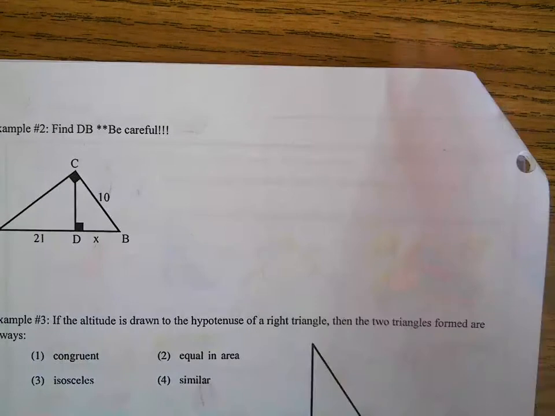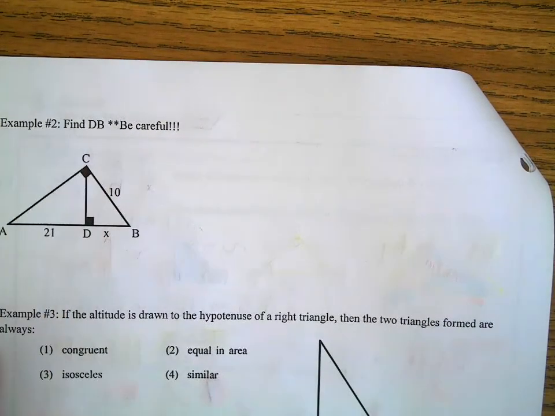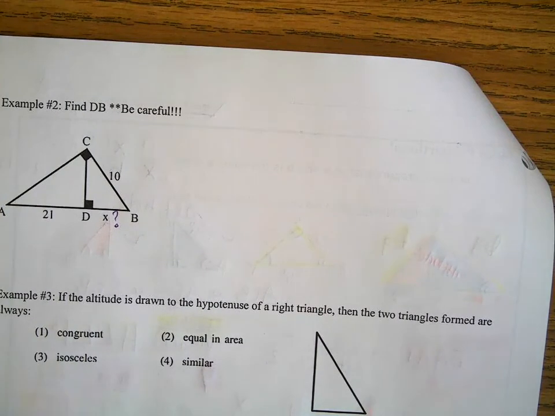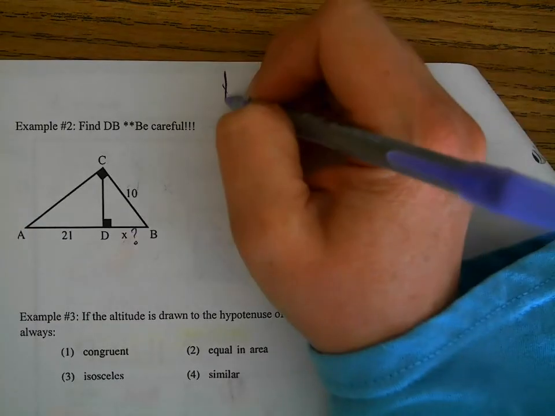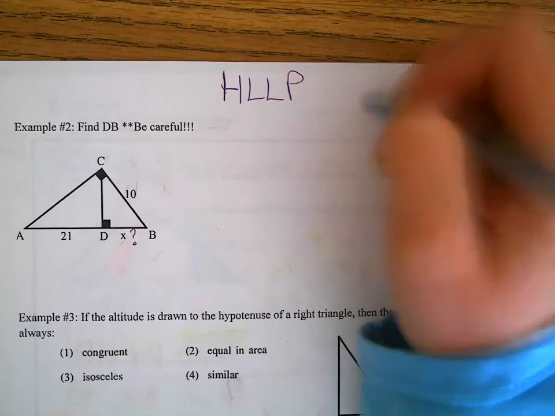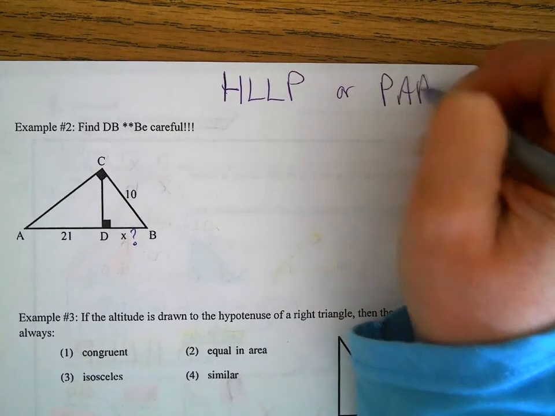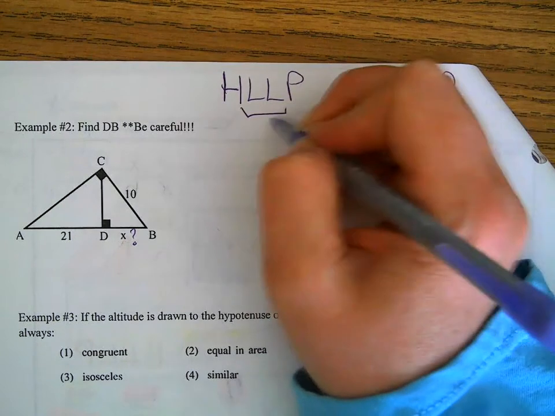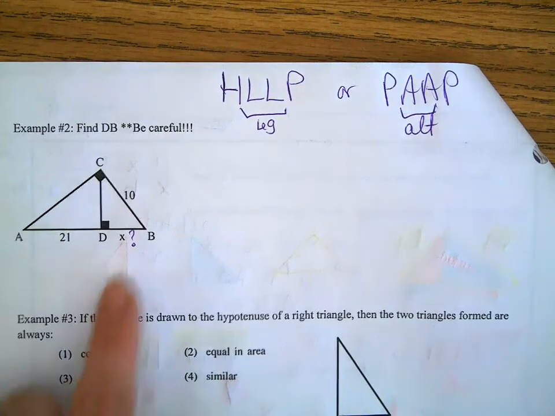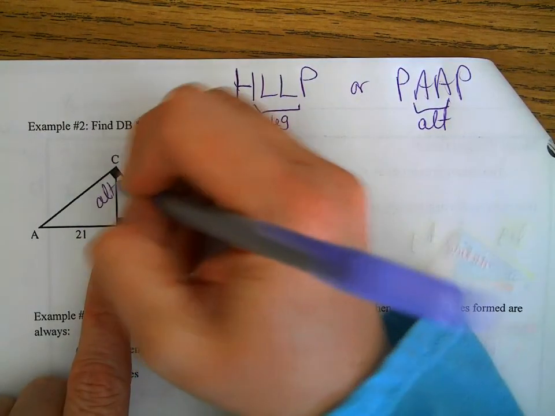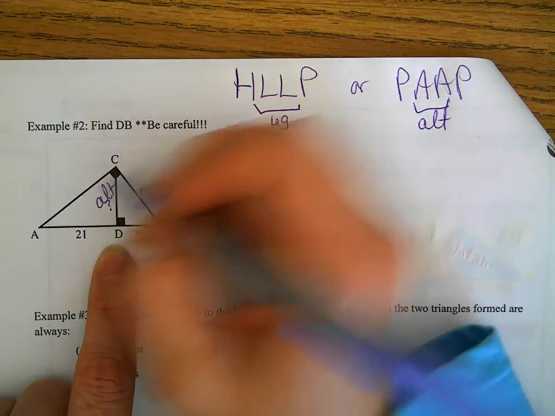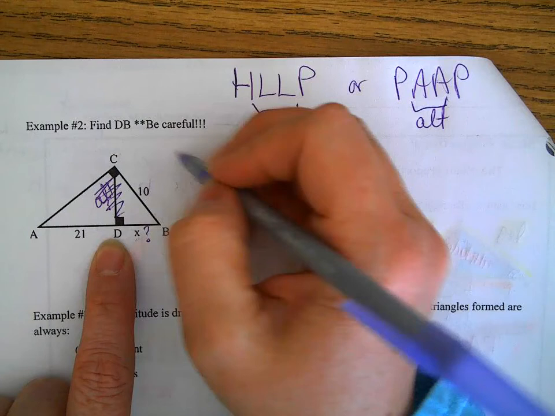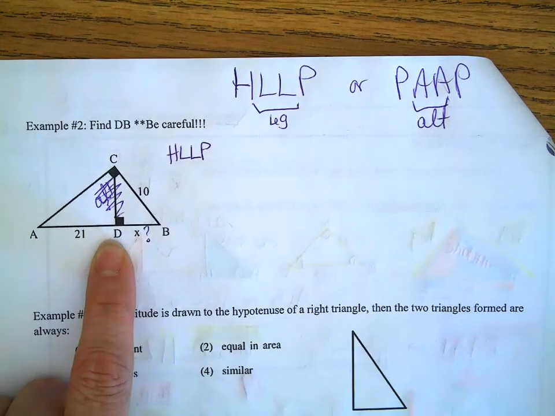Exercise 2. Find dB, right? So dB is the variable x there, and we have to decide which rule to use. So there's HLLP or PAAP. So the A's, remember, are when we have an altitude. The L's are when we have the leg. So in this case, do I have anything next to my altitude? I don't. There's no measure there, so it's not going to be the altitude rule. We're going to be using HLLP here.